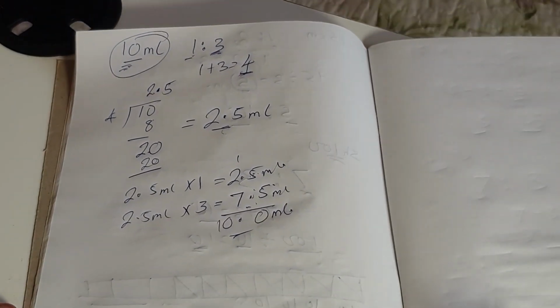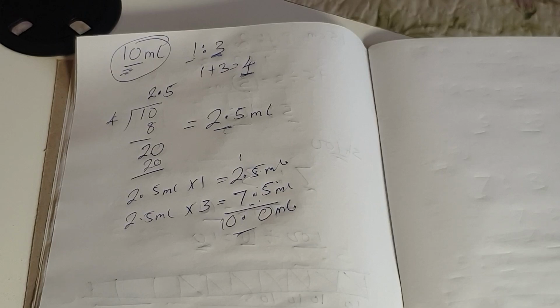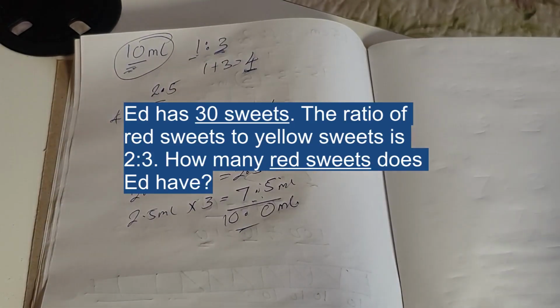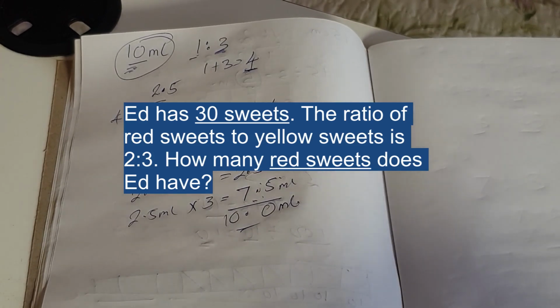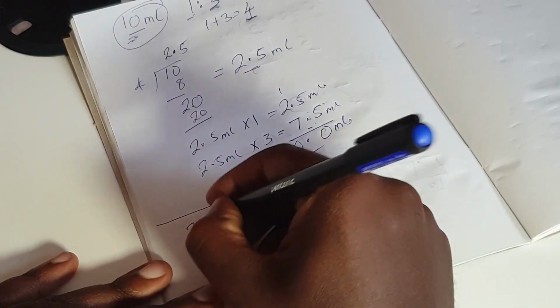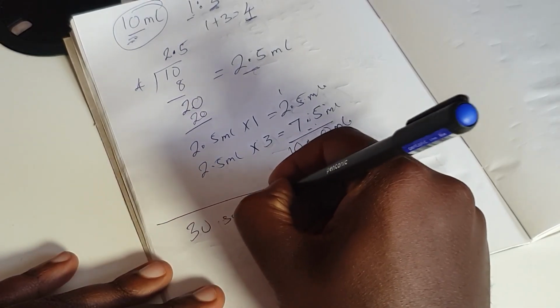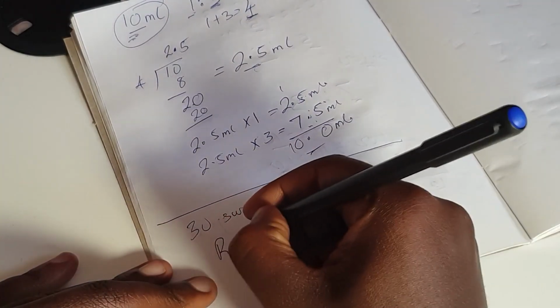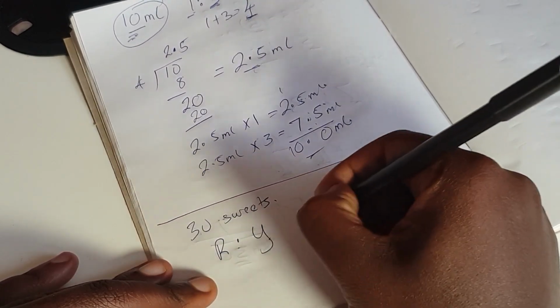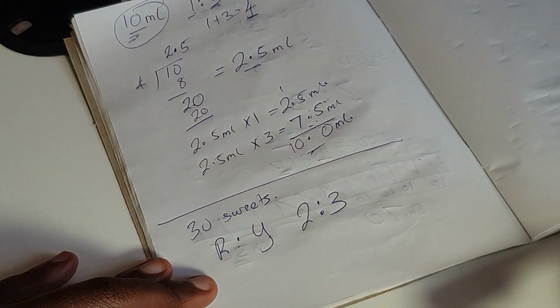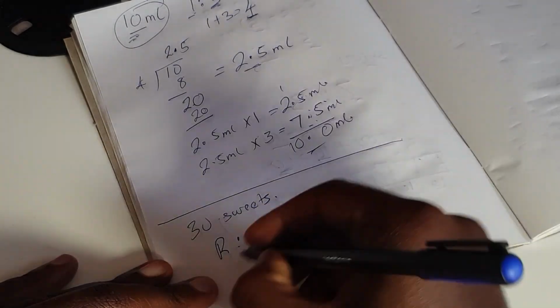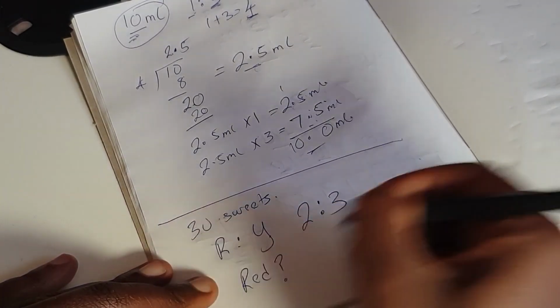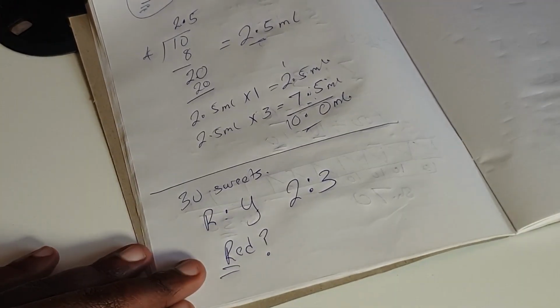Okay, so let's tackle a word question that involves sharing. Ed has 30 sweets. The ratio of red sweets to yellow sweets is 2 to 3. How many red sweets does Ed have? Ed has 30 sweets. This is the total. The ratio of red sweets to yellow sweets is 2 to 3. How many red sweets does Ed have?